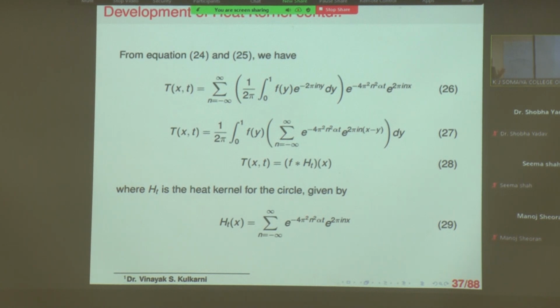If you have any doubt about this, please tell me, otherwise I am going to the further properties of this particular heat kernel.